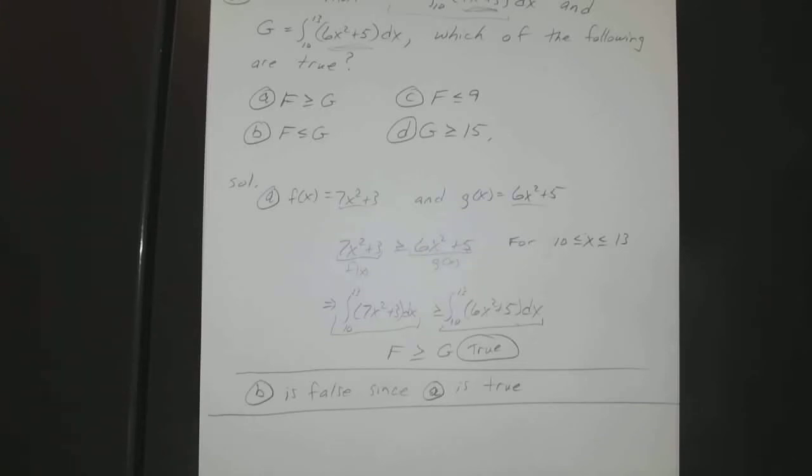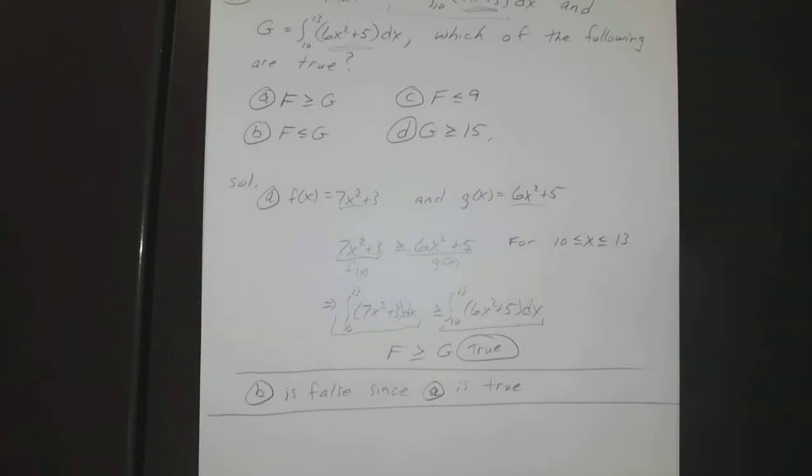So as long as they're both the same, like for instance, if that said 7x plus 3 versus 6x squared, then it would be false. Or it'd still be true if it was 7x squared versus just 6x plus 5. Yep, that would be true.